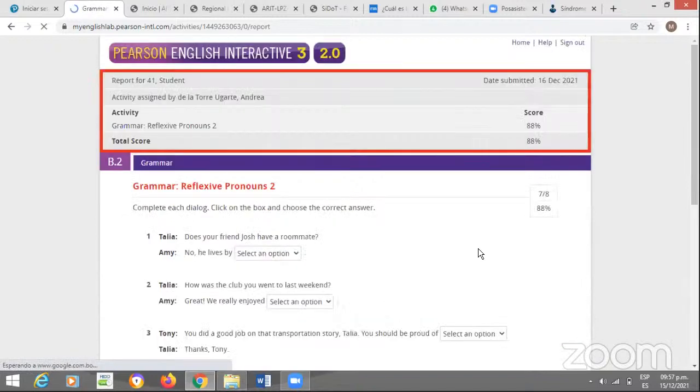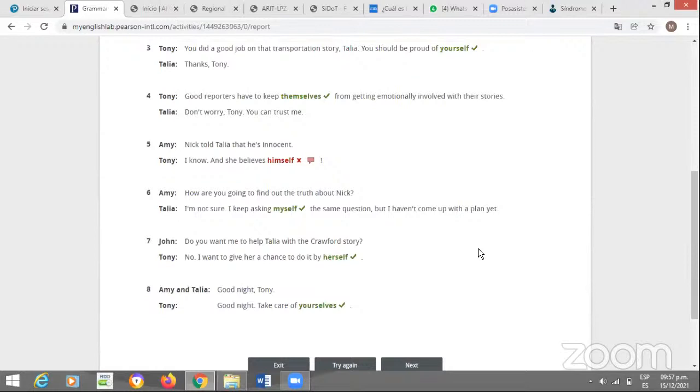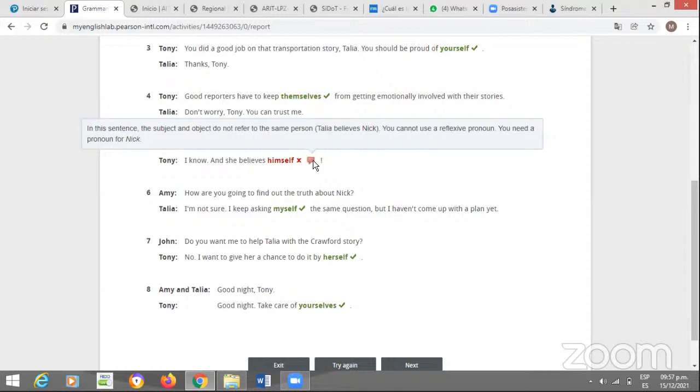Okay. Oh, only one. Where? Himself. In this case, yes. Nick told Talia that he is innocent, but Nick told another person, not the same person. So I know that she believes himself. Remember always, Miguel, that the reflexive pronoun is going to go with the same subject. In this case, the subject is she. So I have to use, for example, herself. But in this case, she believes him, right? According to the context, to the conversation. Okay. Yes. Let's try again.